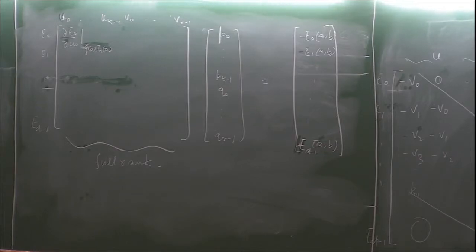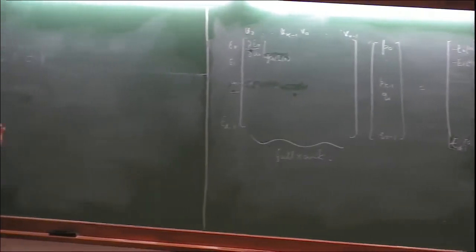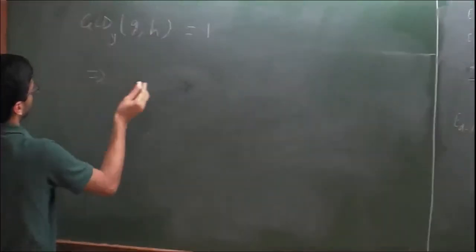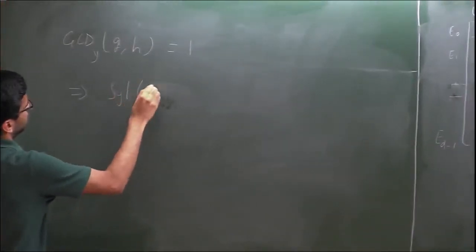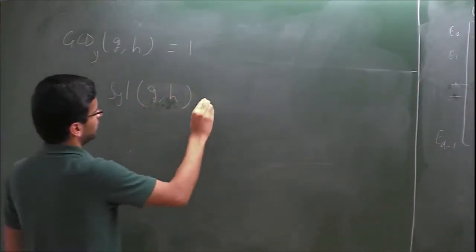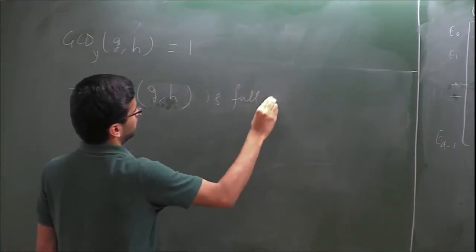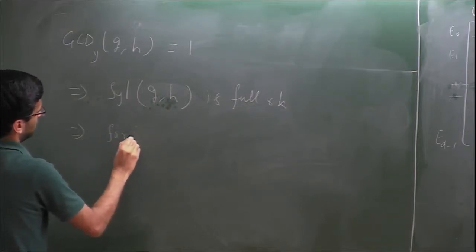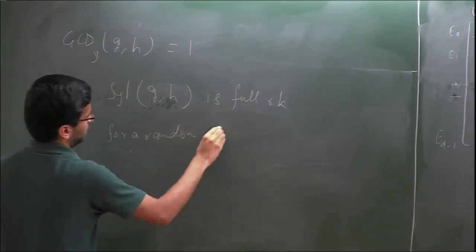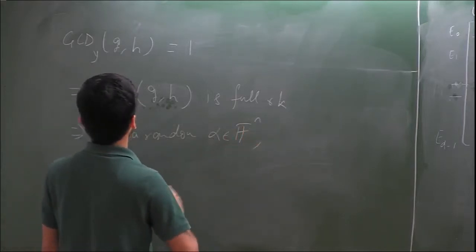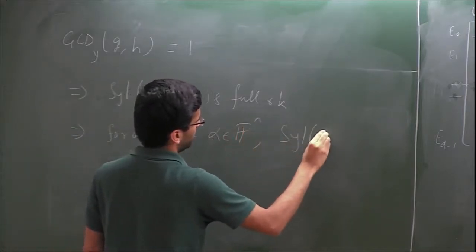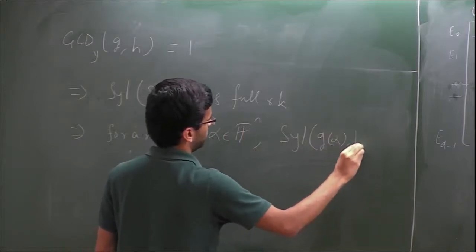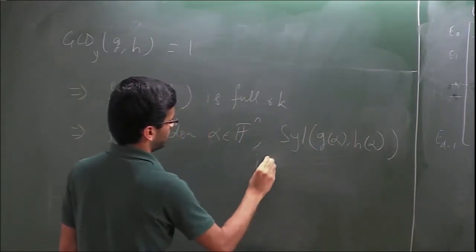All right, so the GCD of G and H viewed as univariate polynomials in Y was 1. This was our initial assumption. So this implies that if you look at the Sylvester matrix of G and H, this is a formal matrix, so this is full rank. And this implies that for a random alpha in F to the n, the evaluated matrix that you get by looking at G of alpha, H of alpha, is full rank.